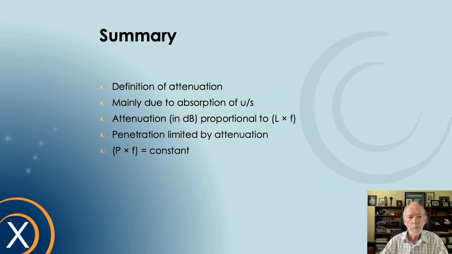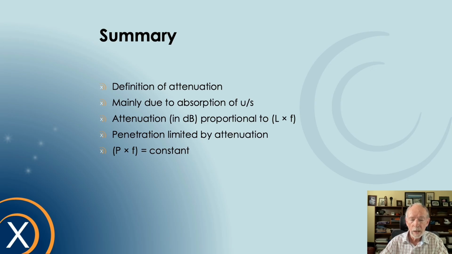In summary then, I've defined what we mean by attenuation and explained the mechanisms that cause it. I've explained that in particular, absorption of energy in ultrasound is the normal mechanism by which the ultrasound is attenuated, and I've shown you that the attenuation is very, very significant. We've then seen that the attenuation expressed in decibels is proportional to the distance travelled multiplied by frequency, and that then allowed us to calculate that the depth of penetration multiplied by the frequency must be a constant for a given machine. Now, it may vary a little bit from one machine to another, but it's going to be fairly similar.